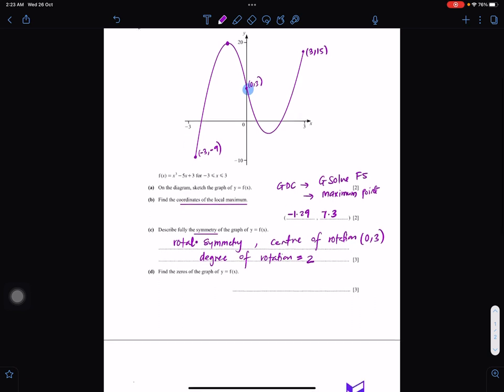The next part of the question says find the zeros of the graph. Zeros are basically the x-intercepts.